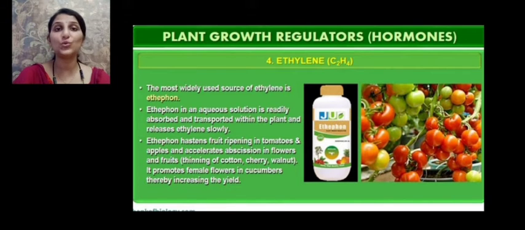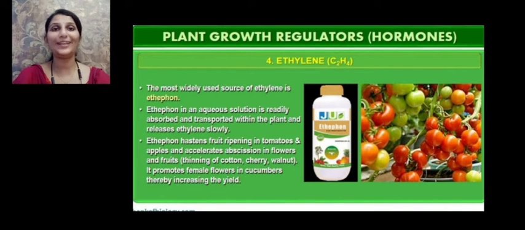The most widely used source of ethylene in agriculture is Ethephon. Ethephon is an aqueous solution, readily absorbed and transported within the plant, and it releases ethylene very slowly. Ethephon hastens fruit ripening in tomatoes and apples and accelerates the abscission in flowers and fruits, so that it brings about thinning of cotton, cherry and walnut. It promotes female flower formation in cucumbers, thereby increasing the yield. We know only the female flowers will develop into a fruit, so when female flower formation is accelerated, it also increases the yield of cucumbers.